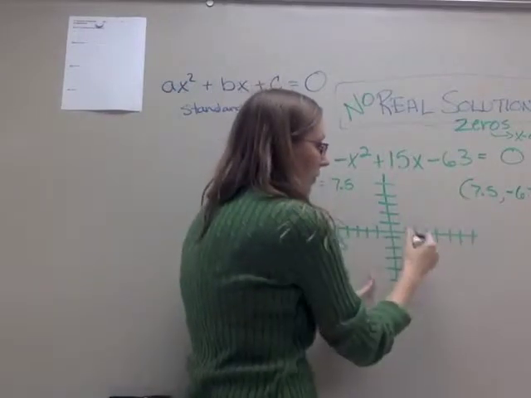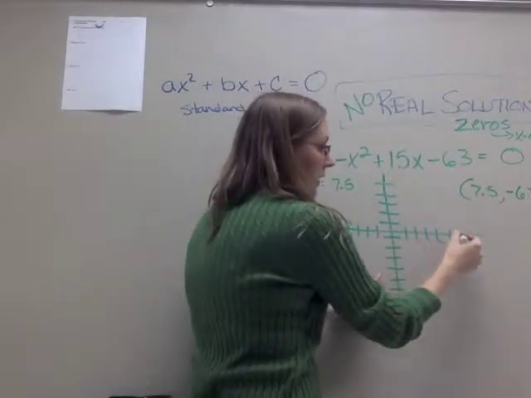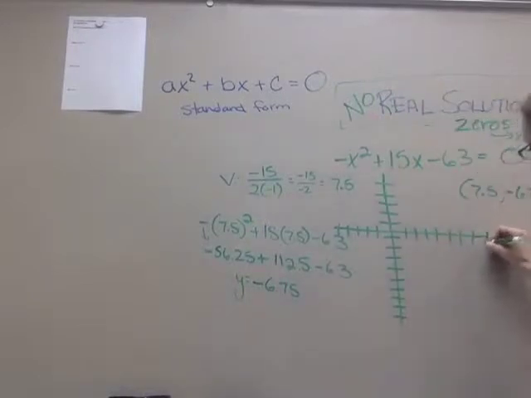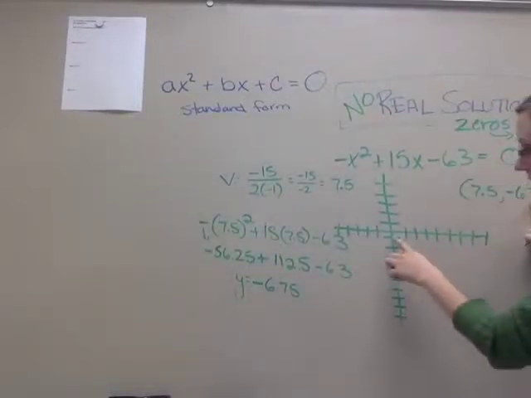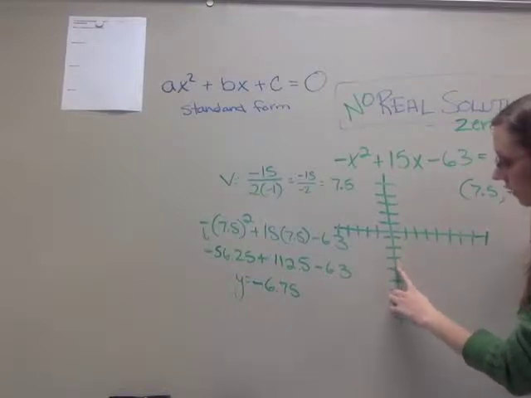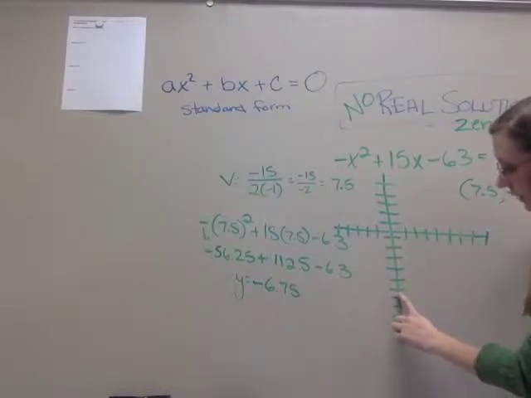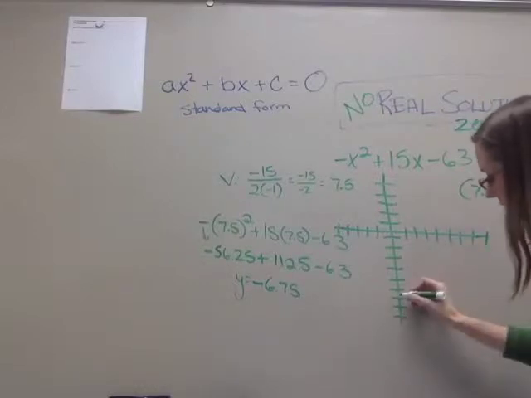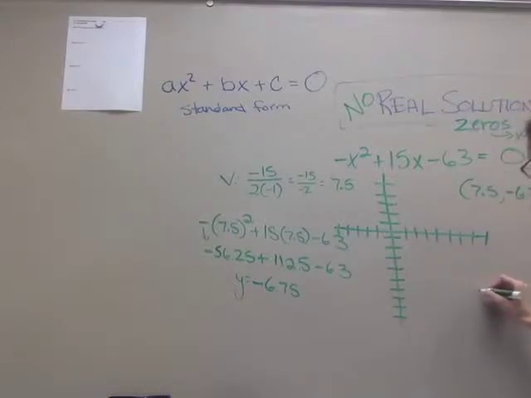So I'm going to take a second and graph it. I'm going to go over 7.5: 1, 2, 3, 4, 5, 6, 7, 8. So 7.5 will be here. And then I'm going to go down 6.75, so negative 1, 2, 3, 4, 5, 6, 7. I'll say it's right about there. So I'll follow that over, follow this down. Here approximately is my point.